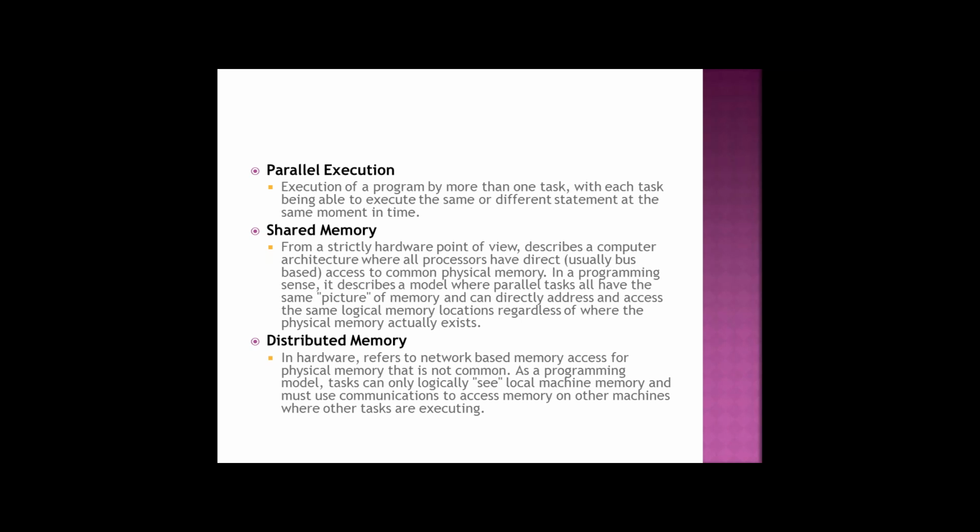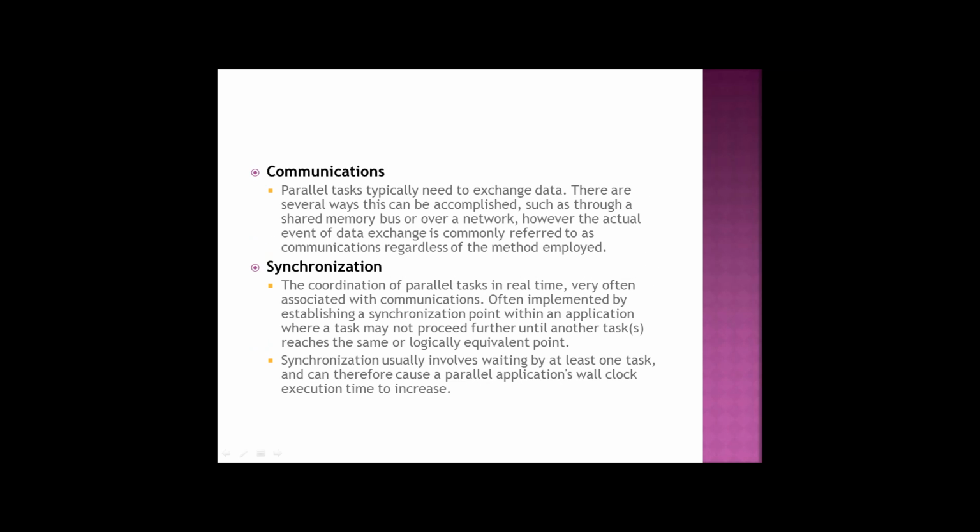Then next concept is distributed memory. That is, the memory is distributed among multiple processes, among multiple tasks. In hardware, it refers to network-based memory access for physical memory that is not common. Then communication: parallel tasks typically need to communicate or exchange data. There are several ways this can be accomplished, such as by using the memory bus or the network. Then next is synchronization. That involves the sender and receiver being synchronized with each other by using bits, a 0 and a 1 bit.